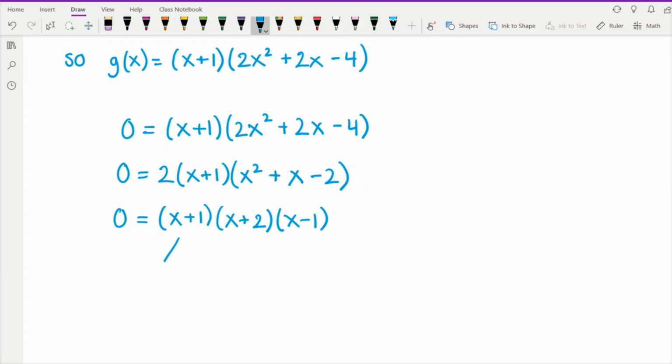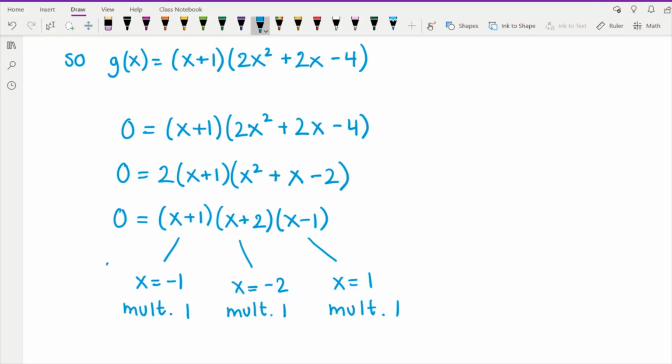And so from here we get 3 zeros. We get x is equal to negative 1, and that is going to have a multiplicity of 1. And then we get x is equal to negative 2, and that's going to have a multiplicity also of 1. And then we also get that x is equal to positive 1, and that's also going to have a multiplicity of 1 because each factor only appears one time.